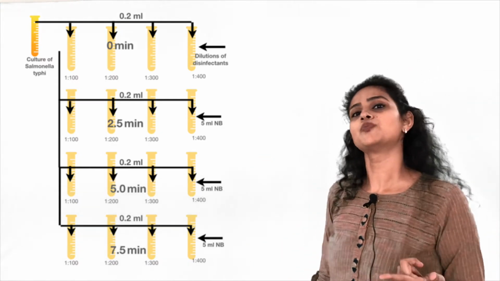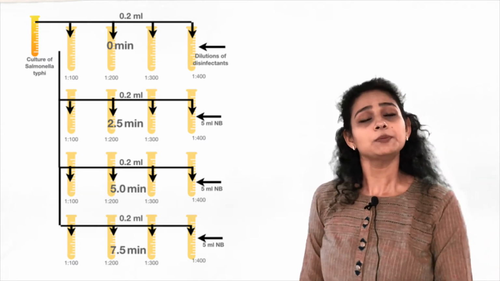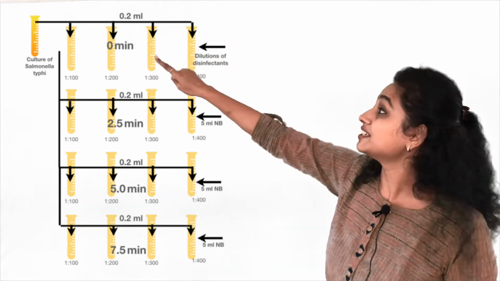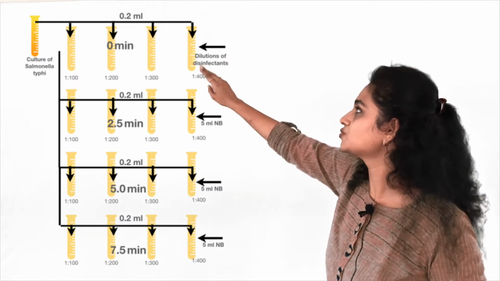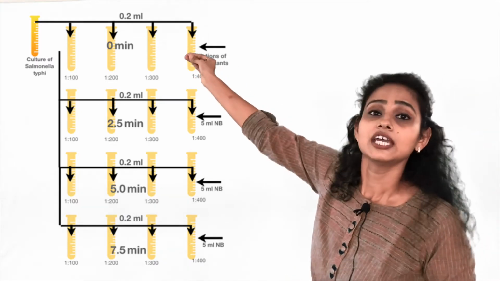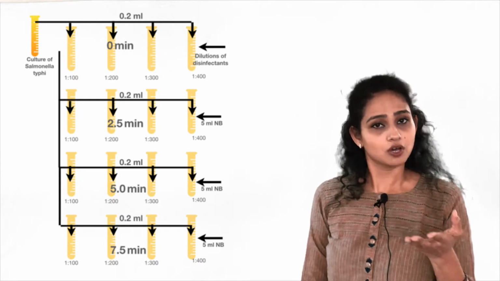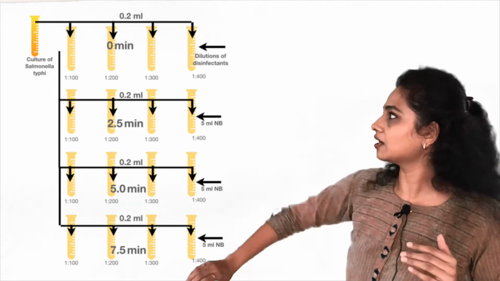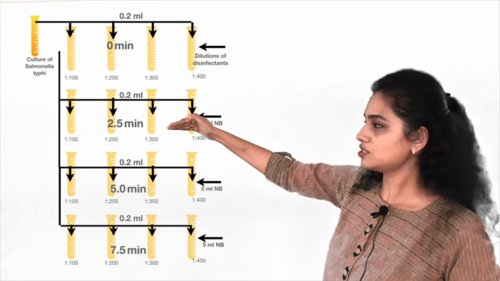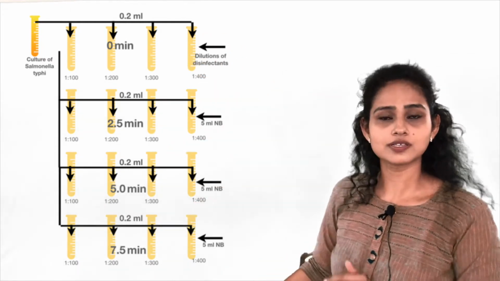Then again after 2.5 minutes, so that is a total of 5 minutes, you will be pipetting out sample from which test tube? From the upper test tube, the dilution test tube, and you will be transferring 0.2 ml of your sample again into the 5 minute test tube. Then again you wait for 2.5 minutes. Total after 7.5 minutes, again from the top to the third. So from the top to first, top to second, top to third, top to fourth. This is how you have to transfer.